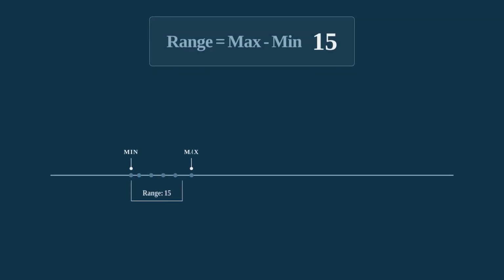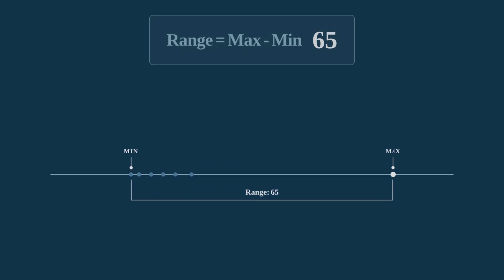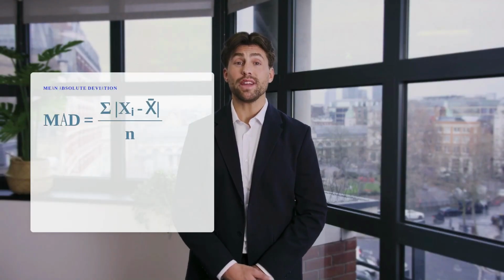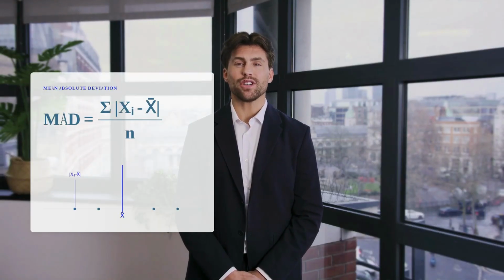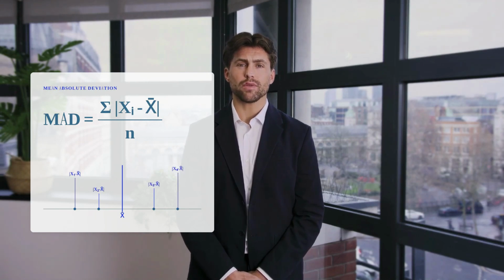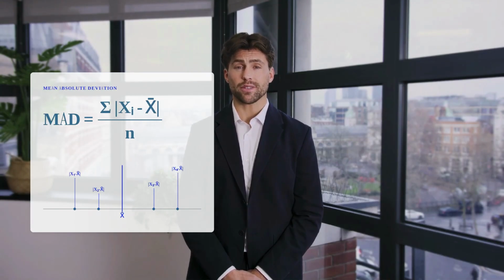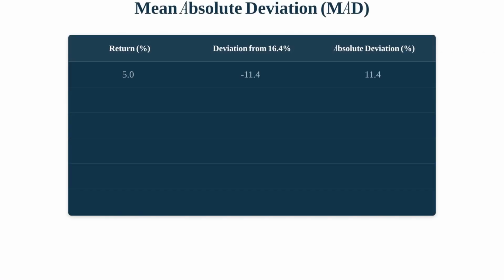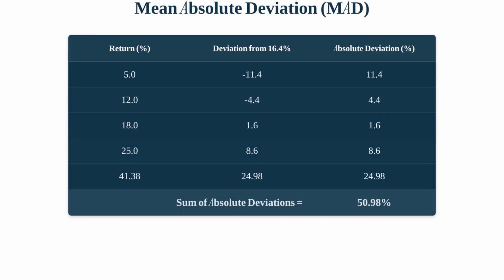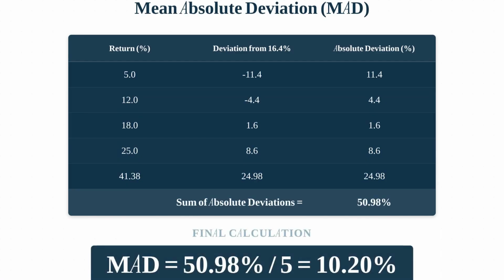The range is maximum value minus minimum value. It is easy to calculate, but it uses only two observations and is highly sensitive to outliers. Mean absolute deviation, or MAD, averages the absolute distance of every observation from the mean, so positive and negative deviations cannot cancel. For 5 returns with a mean of 16.4%, the absolute deviation summed to 50.98%. Divide by 5, and MAD is 10.2%.